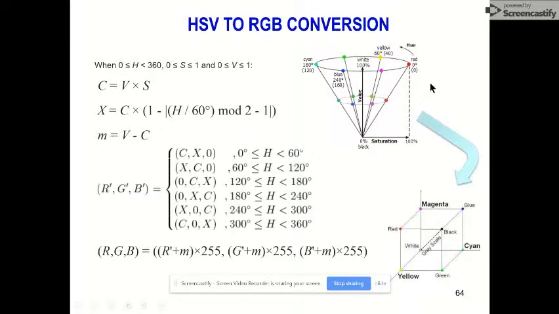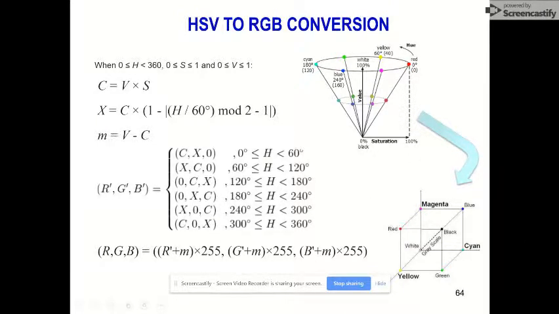So let's see the process of conversion of HSV to RGB. First you need to know that H is expressed in the range 0 to 360, S is expressed in the range 0 to 1, and V is expressed in the range 0 to 1 as well. In order to do so, you will first calculate the three parameters C, X, M from these H, S, V values by simply plugging into these equations.